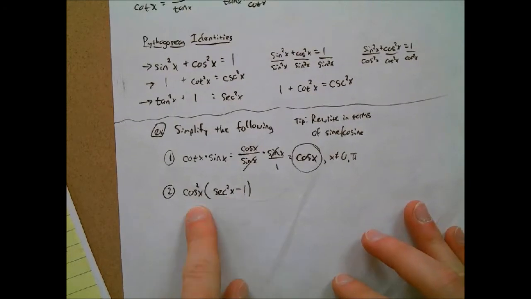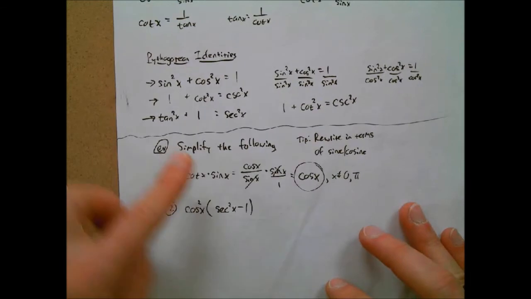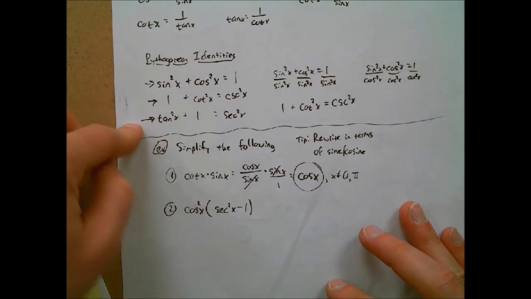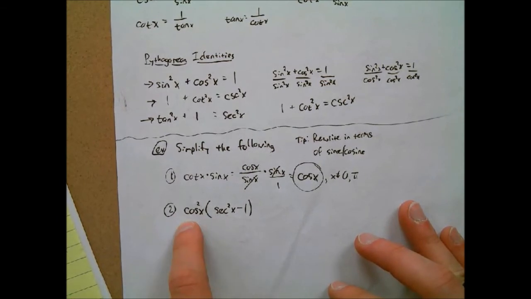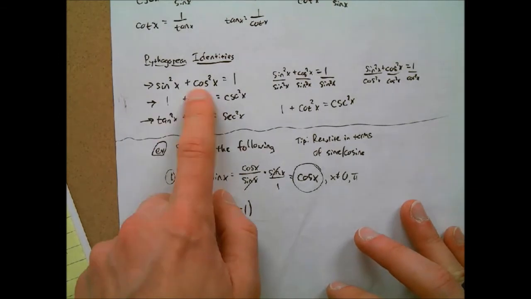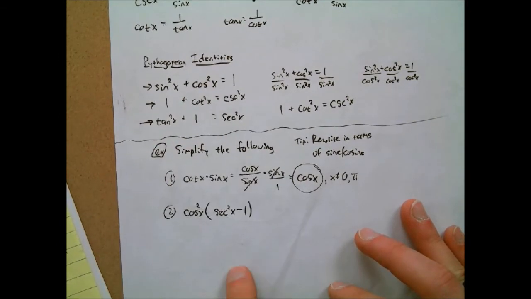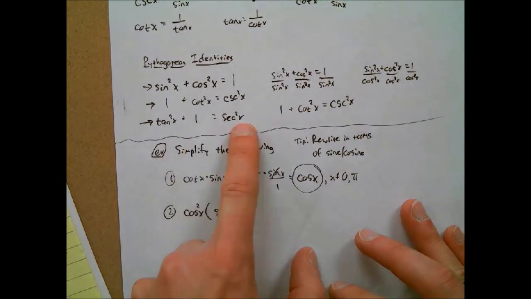So I'm thinking that maybe we do want to use a Pythagorean identity here. But neither of these exactly match one of our Pythagorean identities. Right? We don't have just a cosine squared. We have sine squared plus cosine squared is equal to 1. We also don't have a secant squared minus 1. We have secant squared is tangent squared plus 1. Okay?